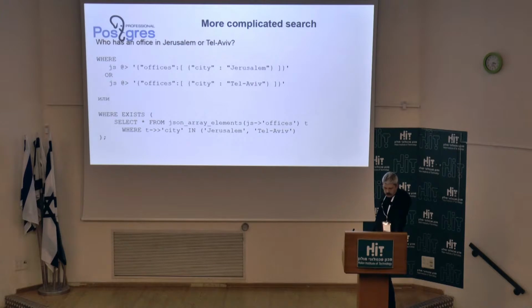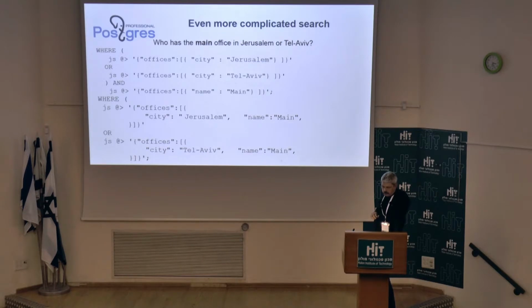More complicated searches can be done, of course, by SQL. For example, which company has an office in any of these cities? So you just combine this with SQL OR. Or you can do it the SQL way. So just convert this to rows, to a row structure, and then apply a simple where. What can be said about these two variants? The first of them needs 2 index searches, if you have index support for this operation. And the second variant, unfortunately, has no index help.